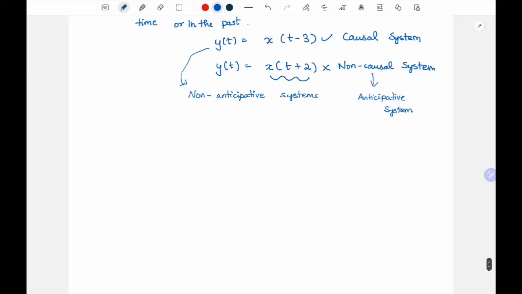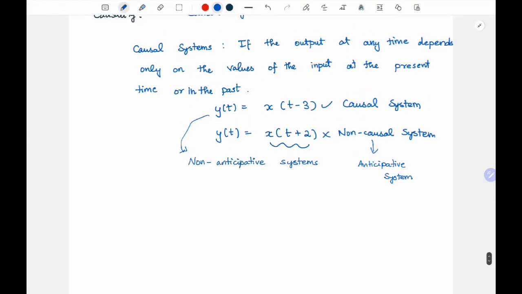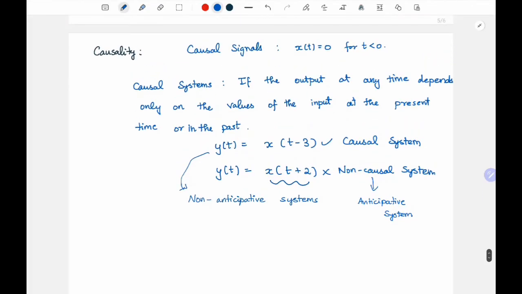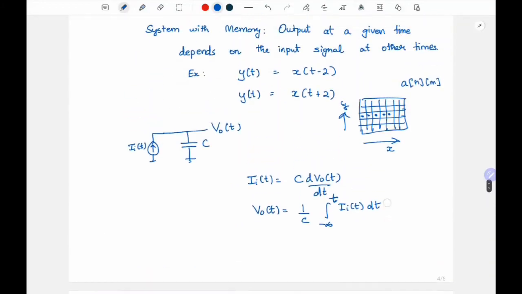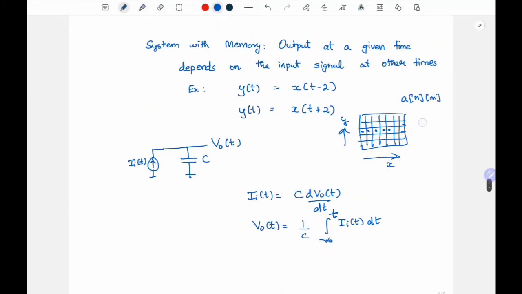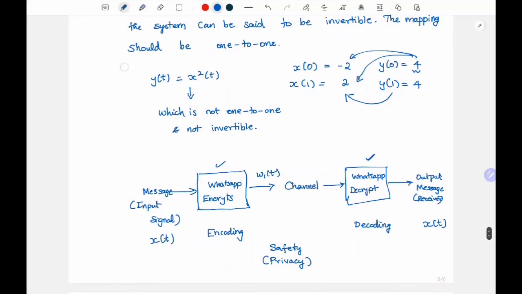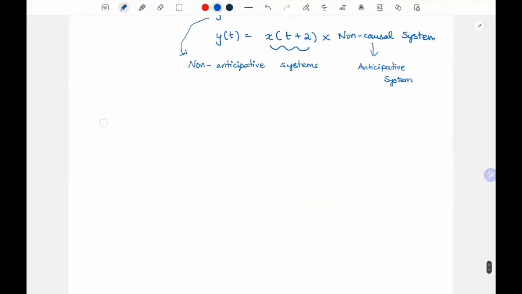And you may ask, can there be anticipative systems? Yes. If the independent variable is not time, it is of course possible, as I already explained with the pixel case. So it is possible to have non-causal or anticipative systems.